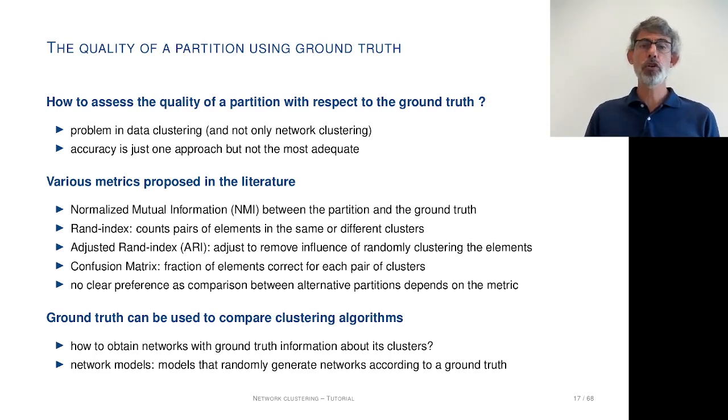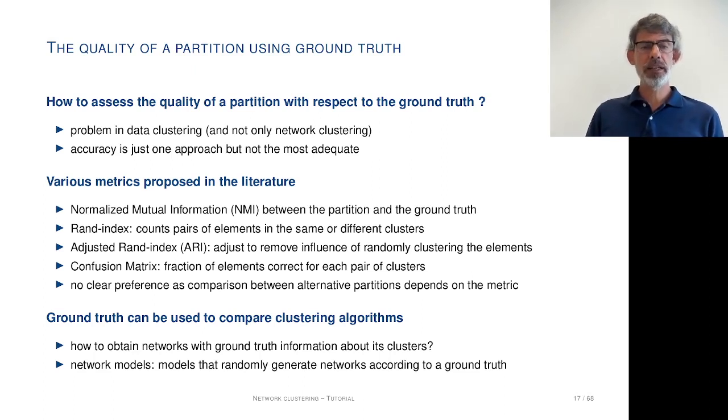For example, the normalized mutual information between the partition and the ground truth. The RAND index is a metric that counts pairs of elements in the same and in different clusters. The adjusted RAND index, which adjusts the RAND index to remove the influence of random clustering events. The confusion matrix, which looks at the fraction of elements correct for each pair of clusters. And there are even other metrics in the literature.